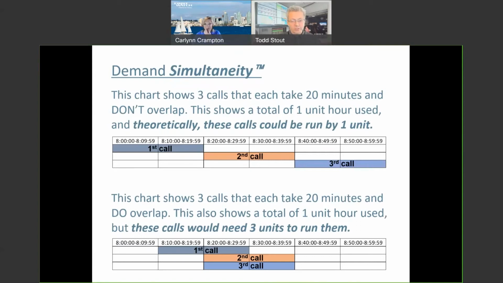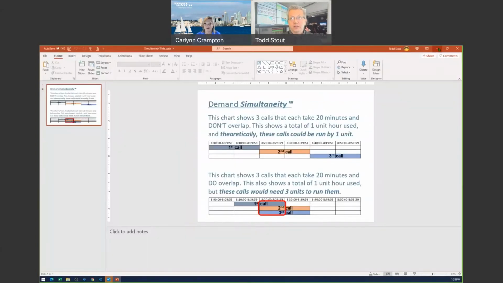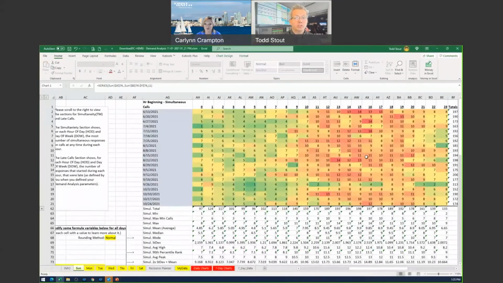So that's the idea with simultaneity is while the demand analysis left side of that spreadsheet looks at the hours consumed or used on calls, the middle section actually looks at the total, the most simultaneously busy units at one time during that same hour. So we have the same 20 weeks down the left side, the same hours of the day across the top, and the same red to green conditional formatting.